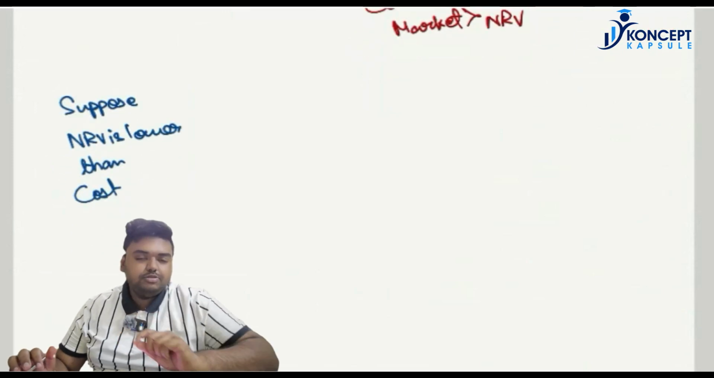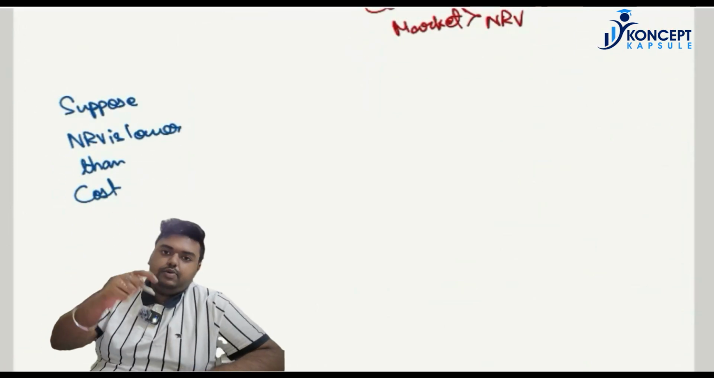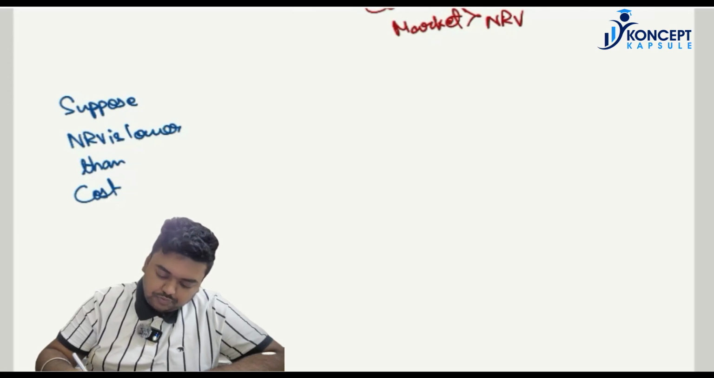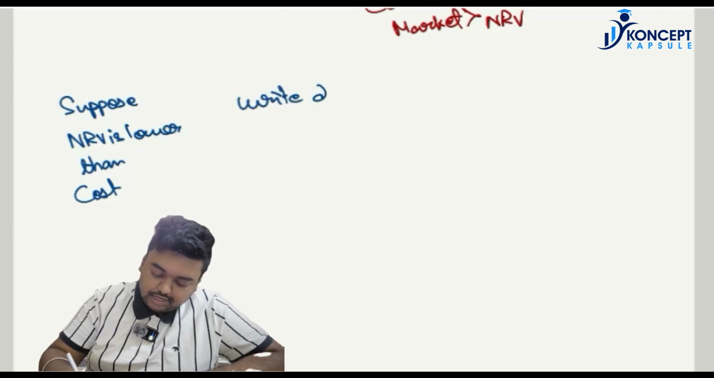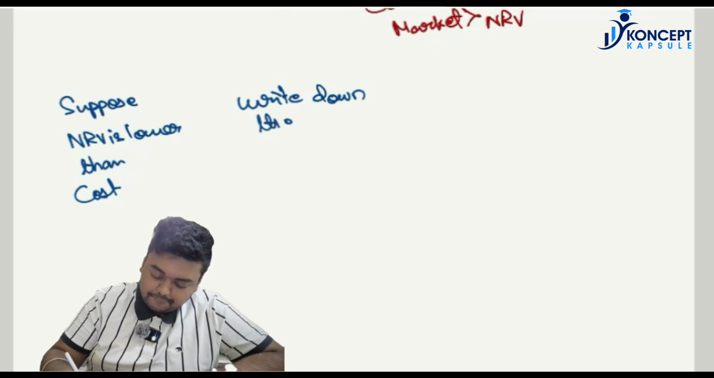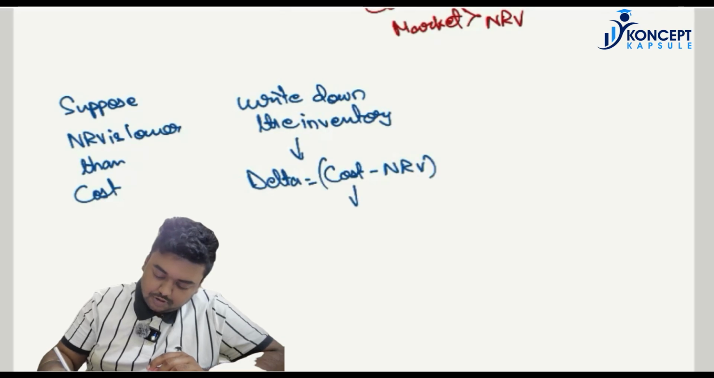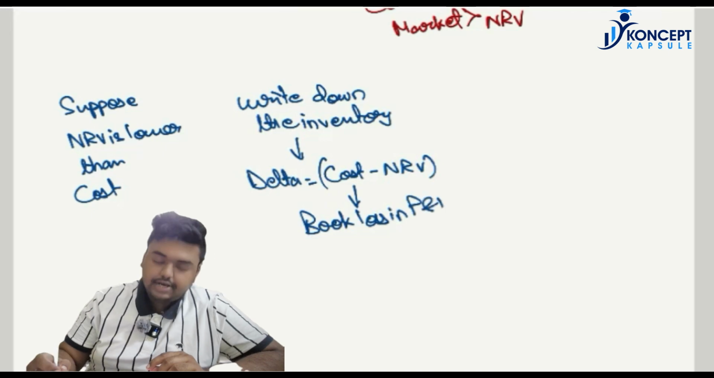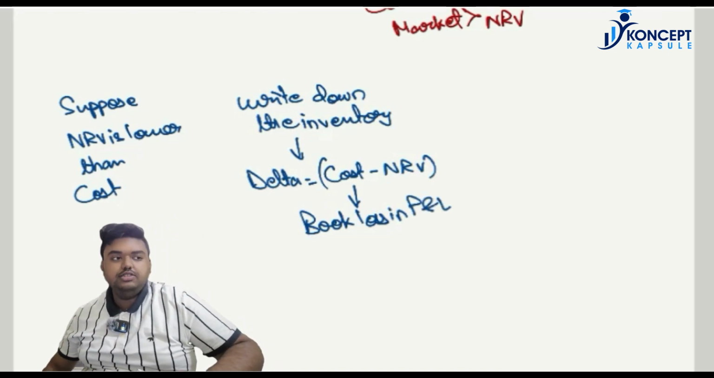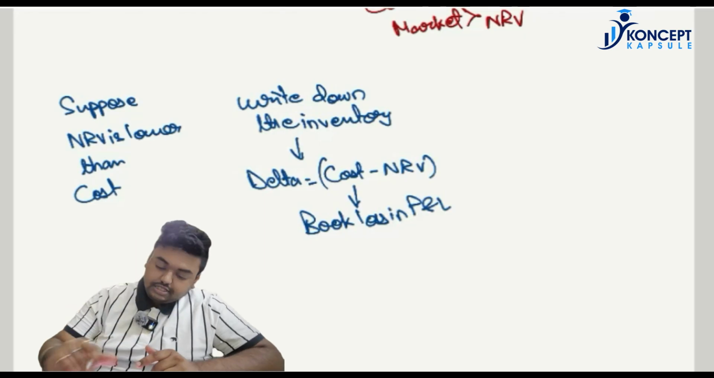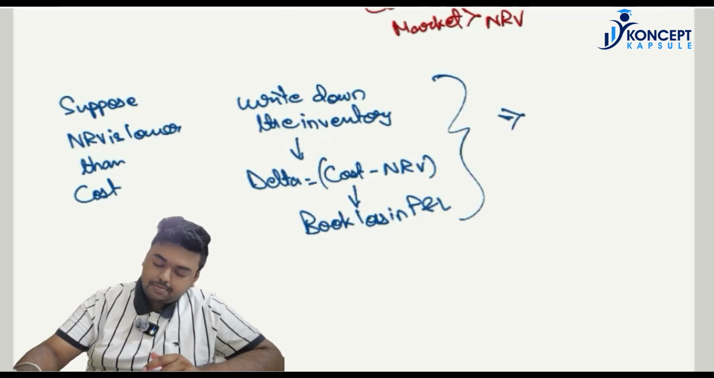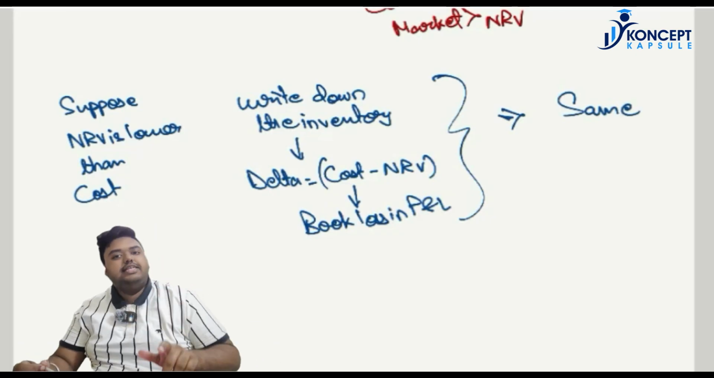Suppose the value of NRV falls below cost, then I will have to bring the value of inventory to NRV. So I will write down the inventory, and the delta, which is cost minus NRV, I will book as loss in PNL. Guys, are we understanding? If NRV is lower than cost, then I will have to book a loss in PNL. This treatment is the same in US GAAP, but there is one exception.